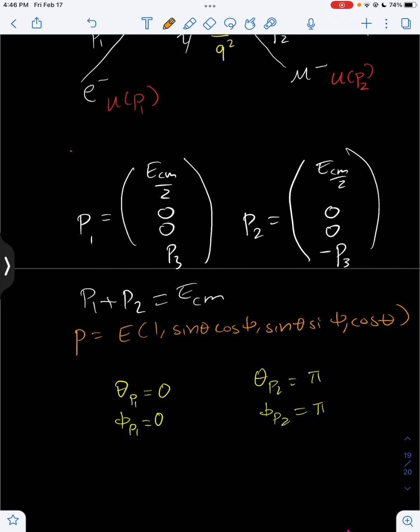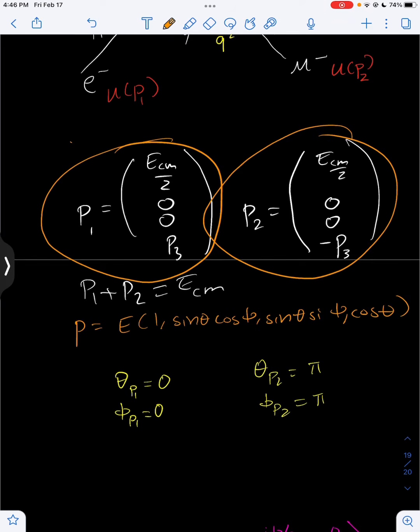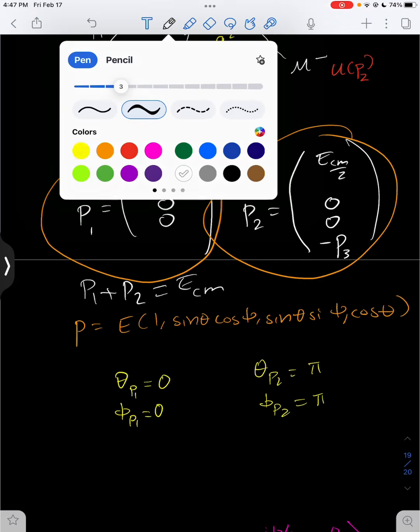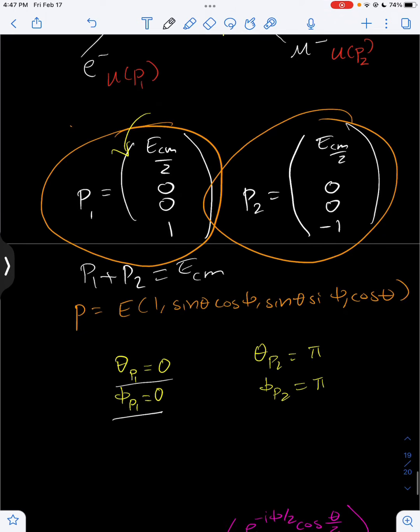Now we can actually find what the angles have to be for the incoming particles to have this be the form of P1 and this be the form of P2. We can see that if we plug in theta P1 to be 0 and phi P1 to be 0, this will actually be a 1 instead, and this would be a minus 1. Because if you plug in theta to be 0 and phi to be 0 for P1, we'd have that P1 equals E1, 0, sine of theta is 0, 0 again, and the cosine of 0 is 1.